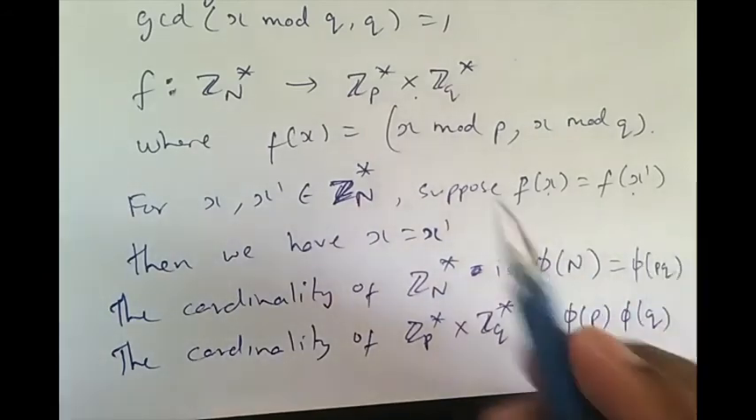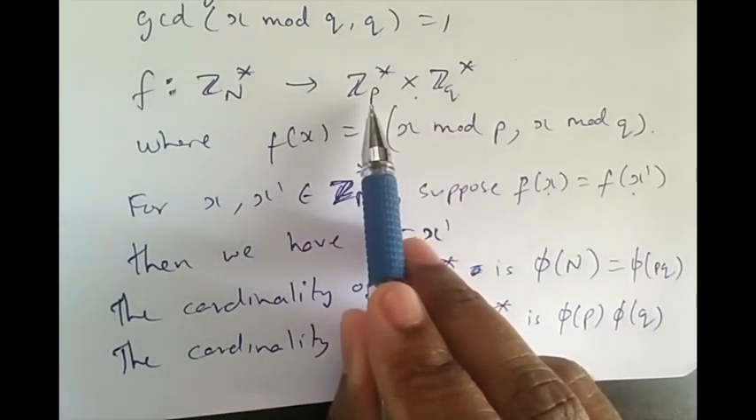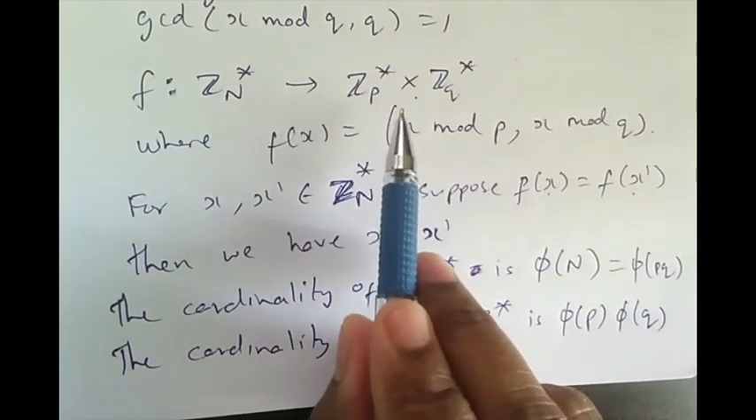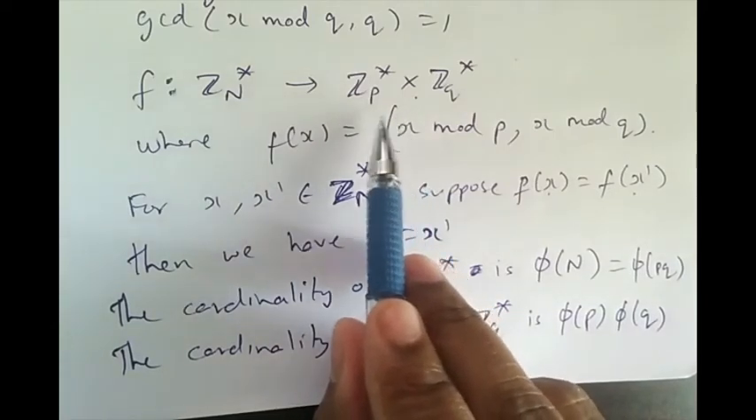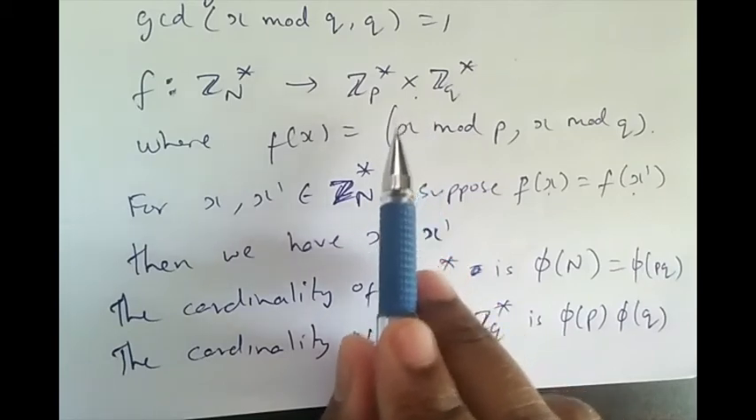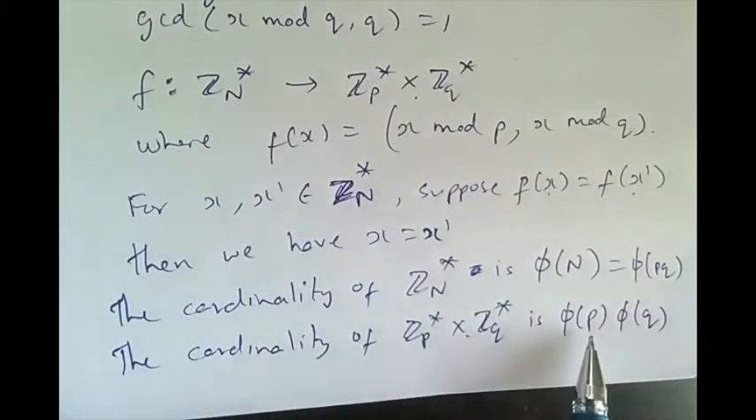Again, recall, the notation may be misleading because we were using p and q for primes. But here in the hypothesis of the Chinese remainder theorem, p and q are some arbitrary positive integers which are relatively prime. So we can't say phi of p is p minus 1 and phi of q is q minus 1. It is phi of p and phi of q. p and q are some positive integers greater than 1.